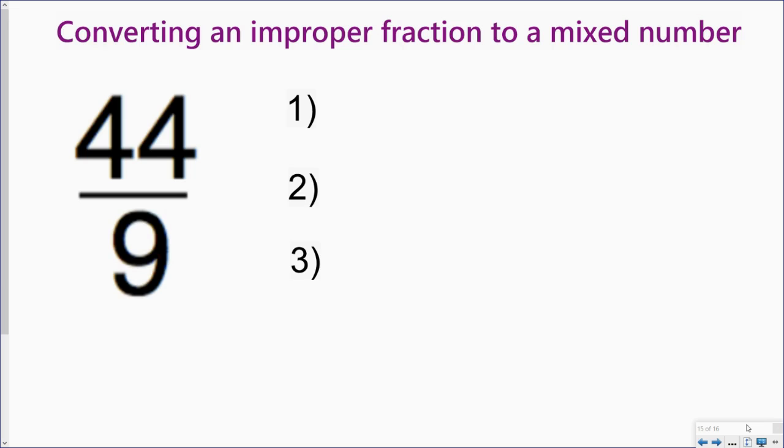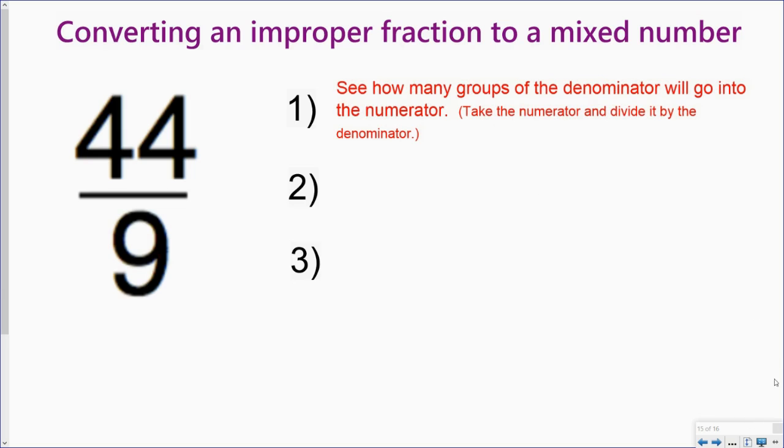So here I have 44/9. I'm going to take this improper fraction and change it into a mixed number. The first thing that I'm going to do is see how many groups of the denominator will fit into the numerator.